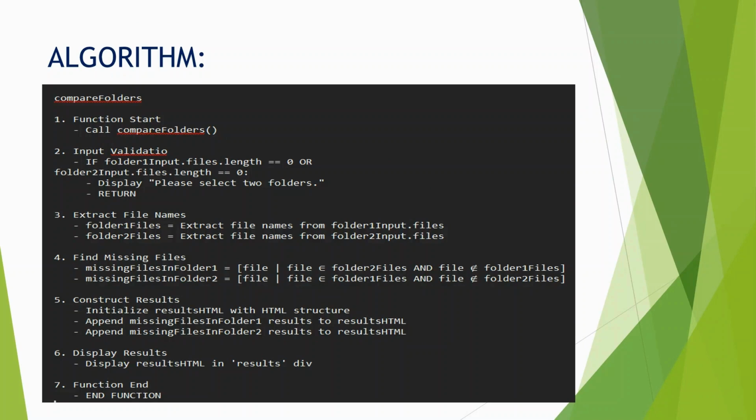Find missing files, identify the differences. Files missing in folder 1: list files present in folder 2 but not in folder 1. Files missing in folder 2: list files present in folder 1 but not in folder 2. Construct result: initialize the result structure. Set up the HTML structure and display the result. Appending the missing files: add the missing files from both folders to the structure. Display the result.